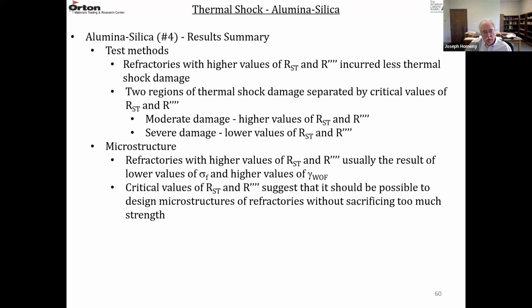And then we'll follow that with basic refractories. So I'll make sure you get these papers for the next lecture.